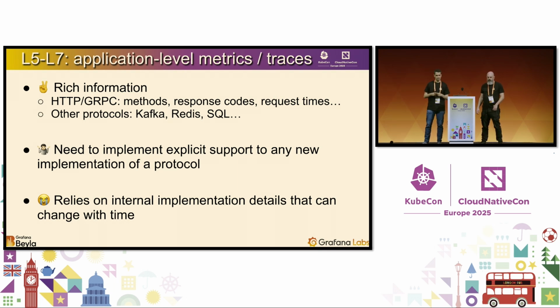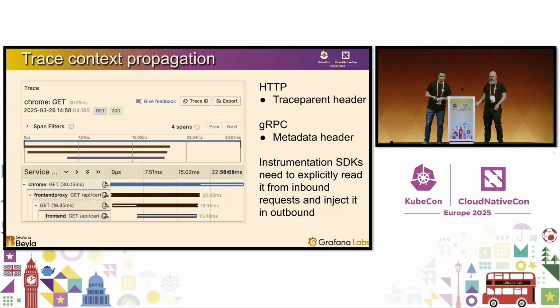Application level metrics provide richer information, like methods, or might give better insights into what's going on inside your application, but they have the inconvenience that they need explicit support for any new implementation or library of a protocol. And it's relying on internal implementation details that can change with time, so it's brittle.